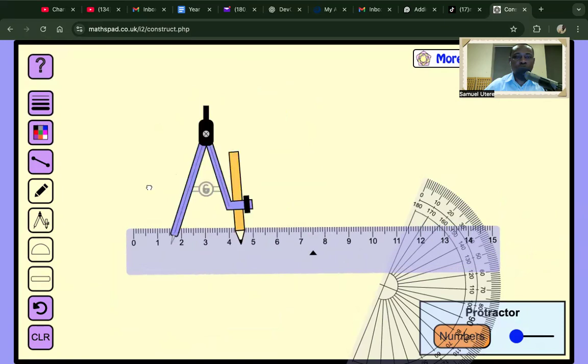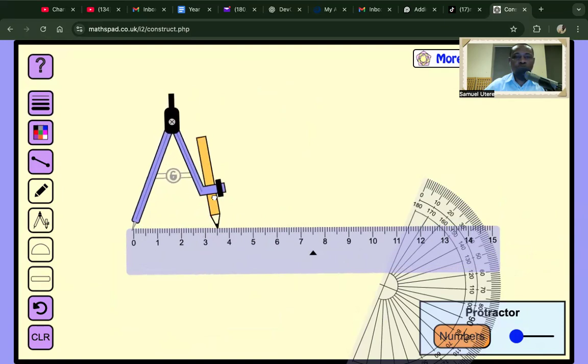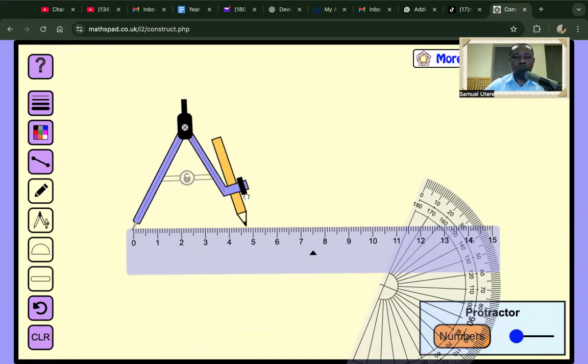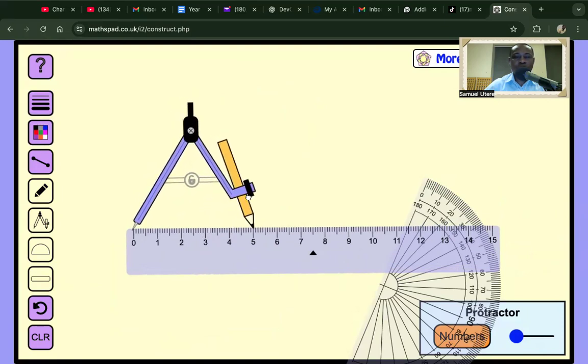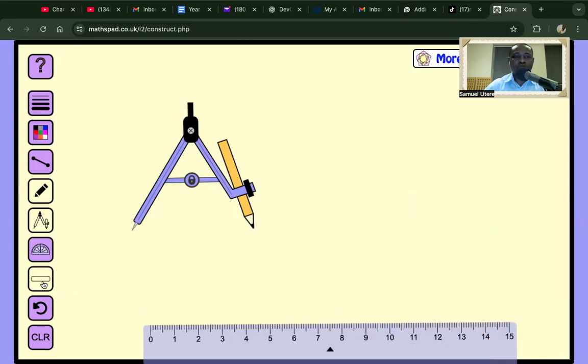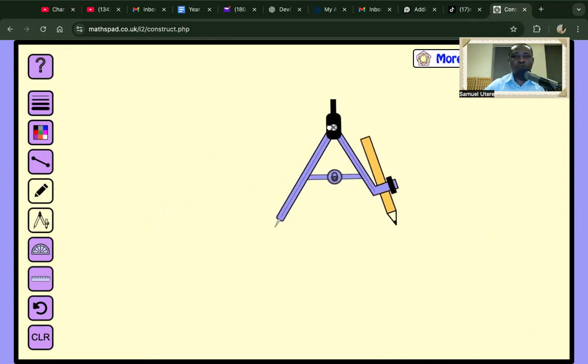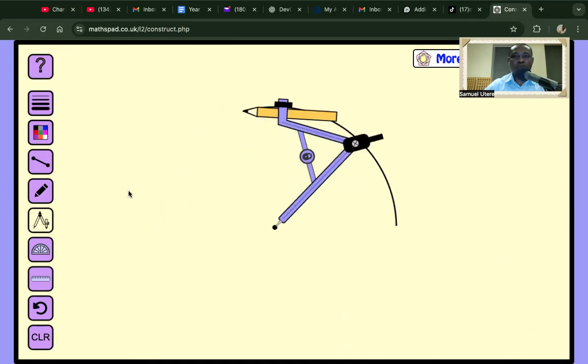So you move your compass to the 0 mark. Let's use 5 centimeters. 5 should be okay. Lock that so that it doesn't move. I'll move the ruler out of the way. I don't think we need the ruler anymore. So let's move that to the middle. You hold your compass and you draw your circle.